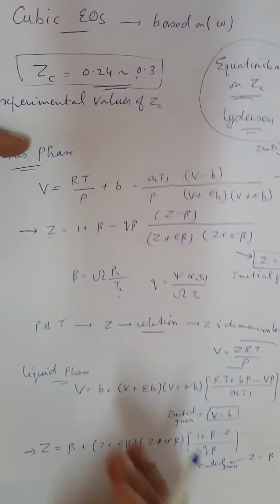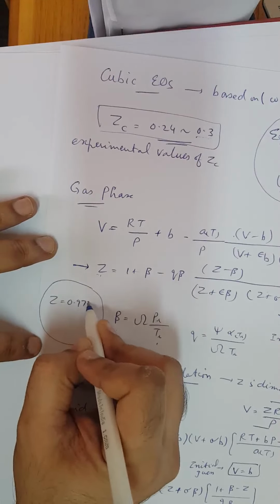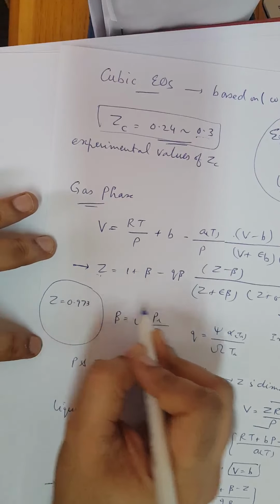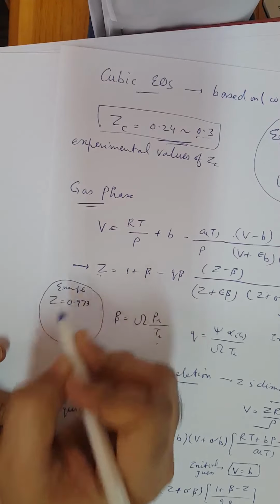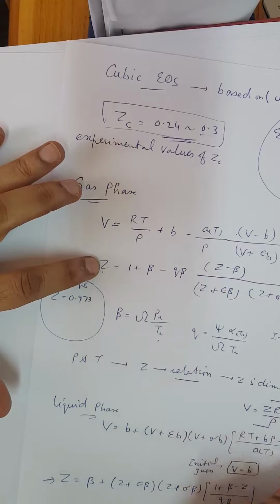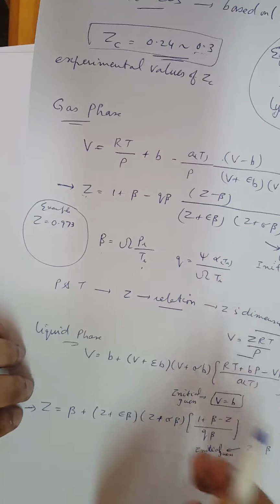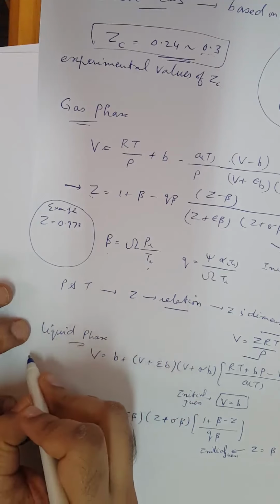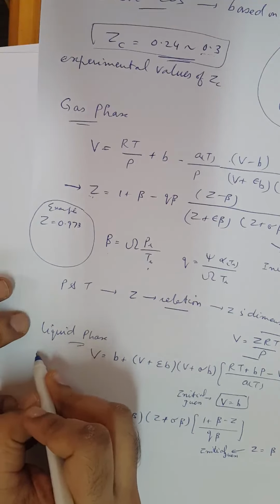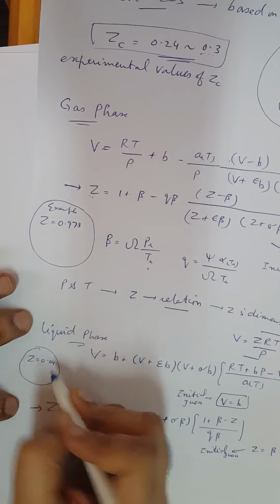For the values of Z, I can give you an example: Z like 0.973. No need for more, because when you solve you can get a long value. This is just an example. For the vapor phase you get a value close to 1, maybe 0.8, 0.7. But for the liquid phase the force of attraction between molecules is very strong, so you will get a very small volume, so your Z will generally be very small, like maybe 0.04, something like that.